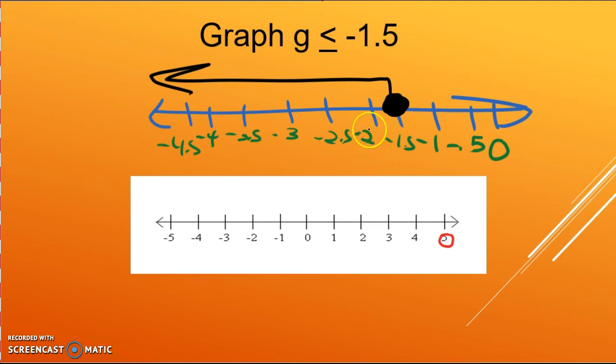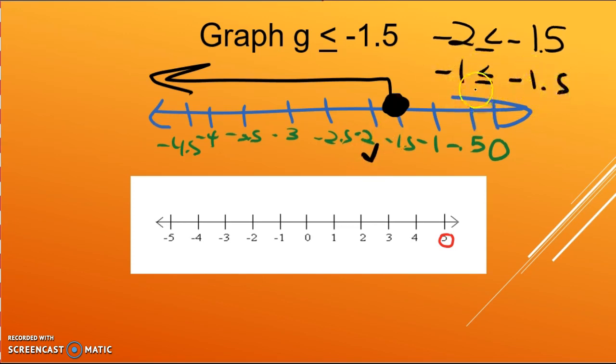For instance, here I would be plugging in -2 and -1 because those are on either side of my -1.5. So I would have negative 2 is less than or equal to negative 1.5, and that's true, so I put a little check mark here. If I plug in negative 1, negative 1 is not less than negative 1.5, so this wouldn't work. And your arrow always wants to go in the direction of where your check mark is, so I would need to go to the left.